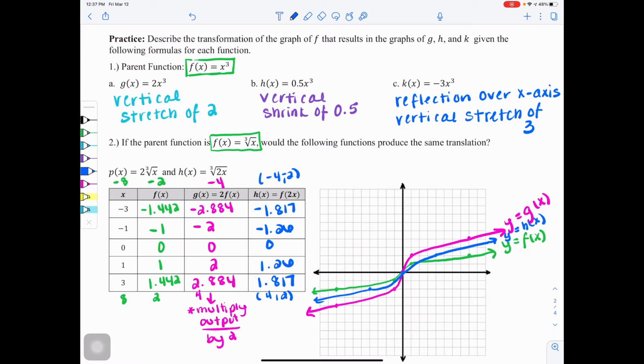Now, if we look at h of x, it's different because, if you look, we multiply on the inside, so that means we multiply the input by 2.